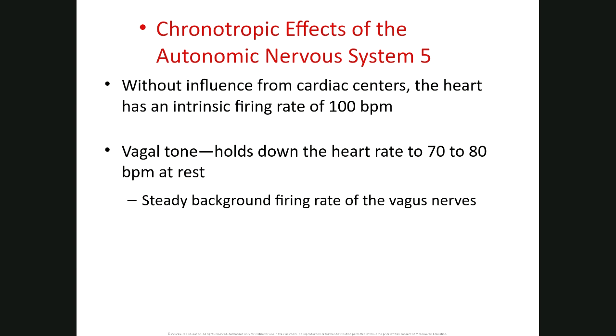Without influence of the cardiac centers, the heart has a firing rate of 100. But the vagal tone, which is constant, makes it go down. So to begin with, we are high in our heart rate, but the vagus throws a certain tone or influence, bringing it down to 70 or 80 beats per minute. Okay.